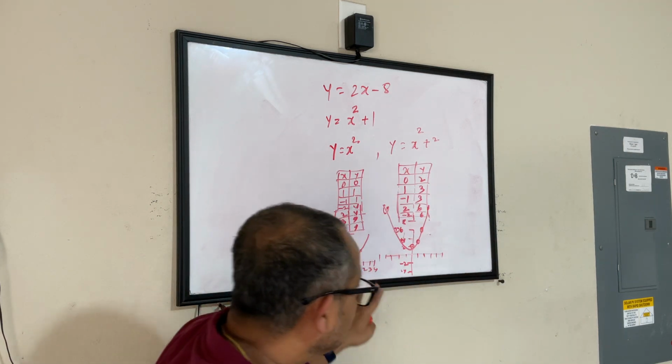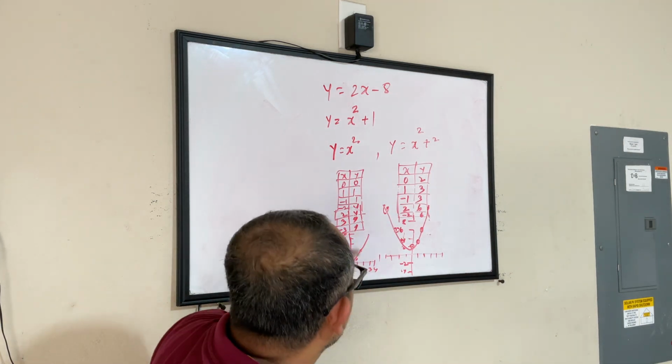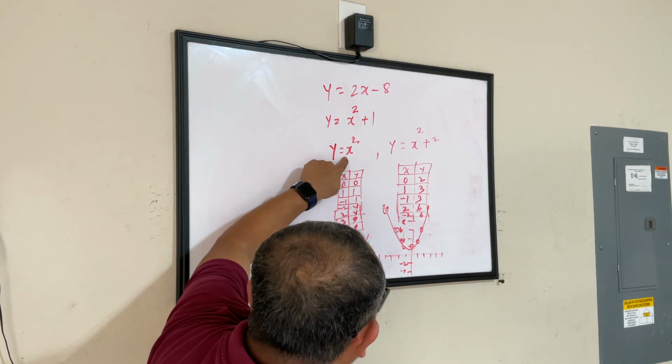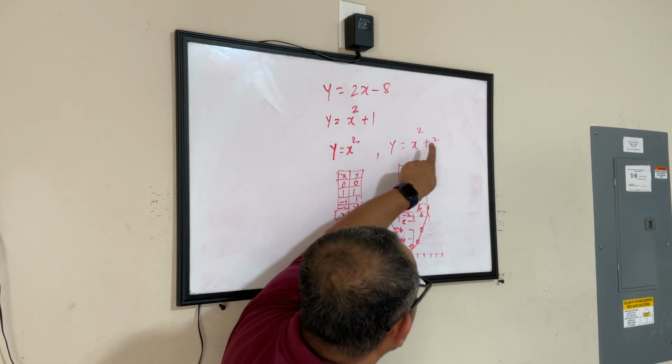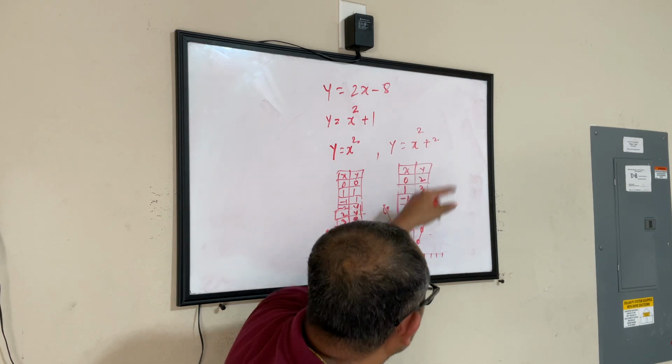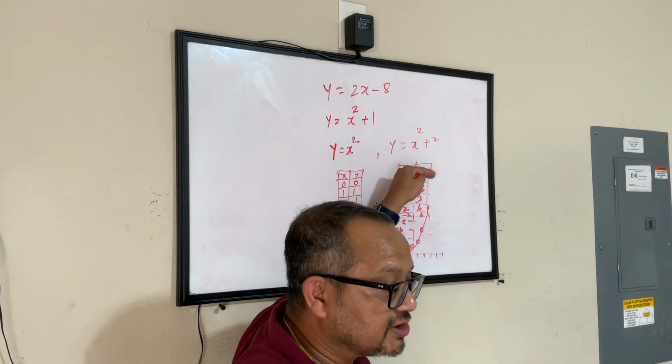If you just look at these two pictures, what happened? I had y equal to x squared here, which meets the origin. I had x squared plus 2 here. I just added a 2. What happened? It shifted by 2 points.